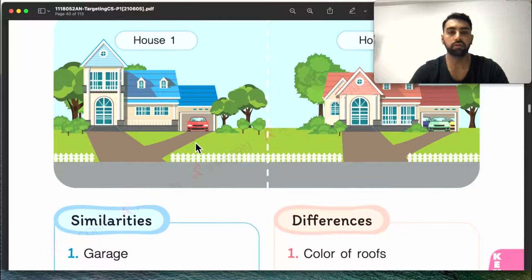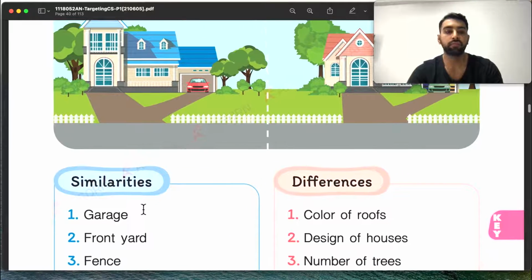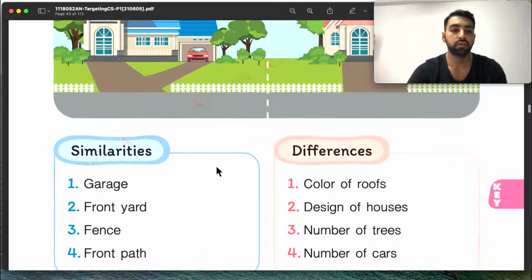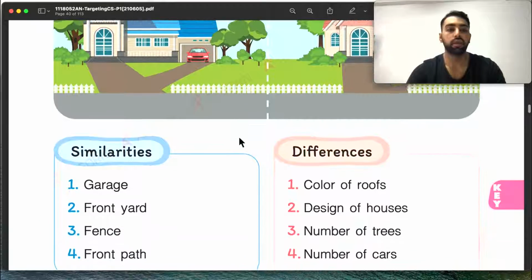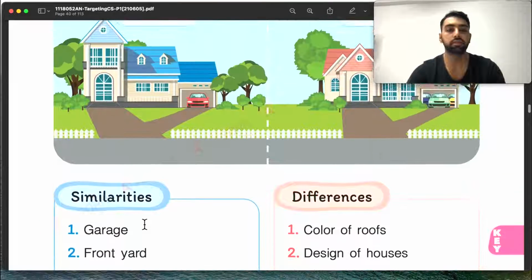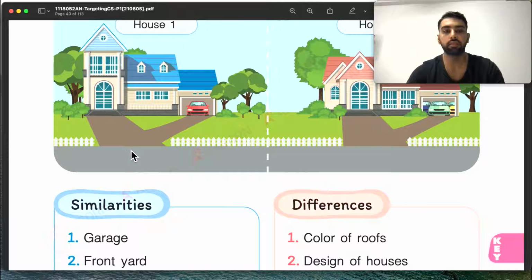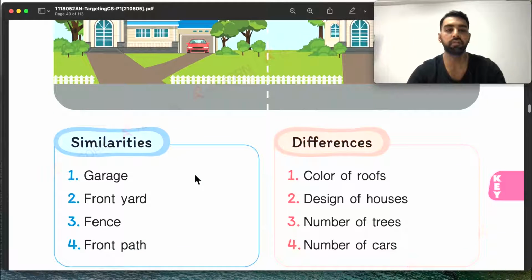They have a garage. This is the garage, this is the garage. So it's the same. They both have a front yard. You see that? This is the front yard, this is the front yard. Number 3, fence. It has a fence, this white color. It has a fence as well, so it's the same. And number 4, front path. You see, this is the path, the brown color. They both have the front path, which is the same.